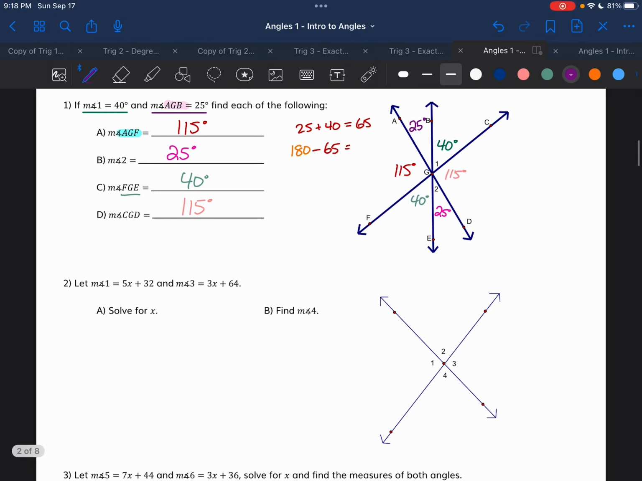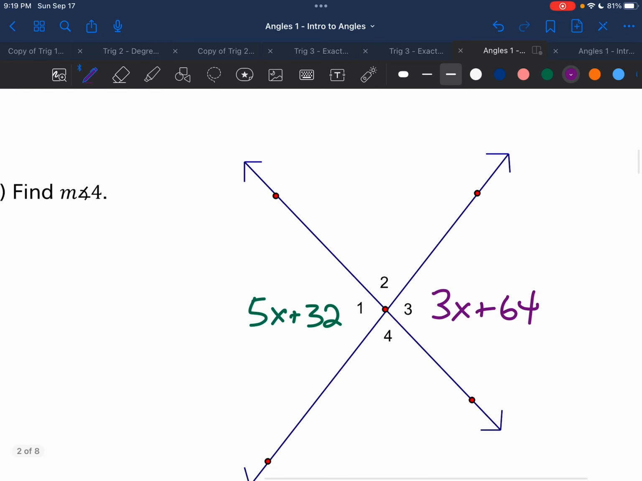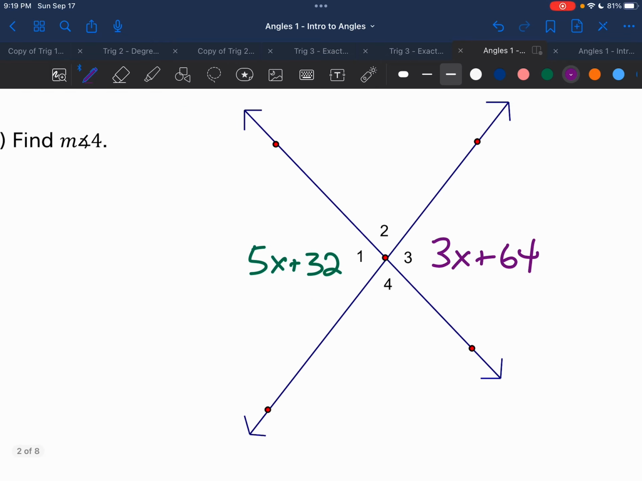But I'm still going to try to do this the exact same way. Step 1 for me is, as soon as I see any information, let me write it in where it has to go. I know that angle 1 is 5x plus 32. I am told the measure of angle 3 is 3x plus 64. And if I've got both of those things down, I stare this drawing down and I say, oh, well, this one's even easier than the previous question because I don't have all of those different angles to worry about.